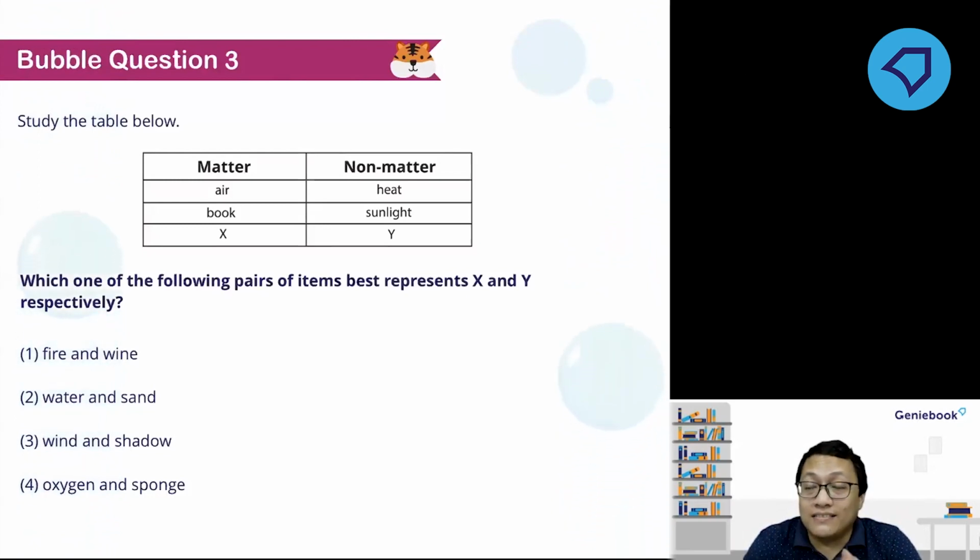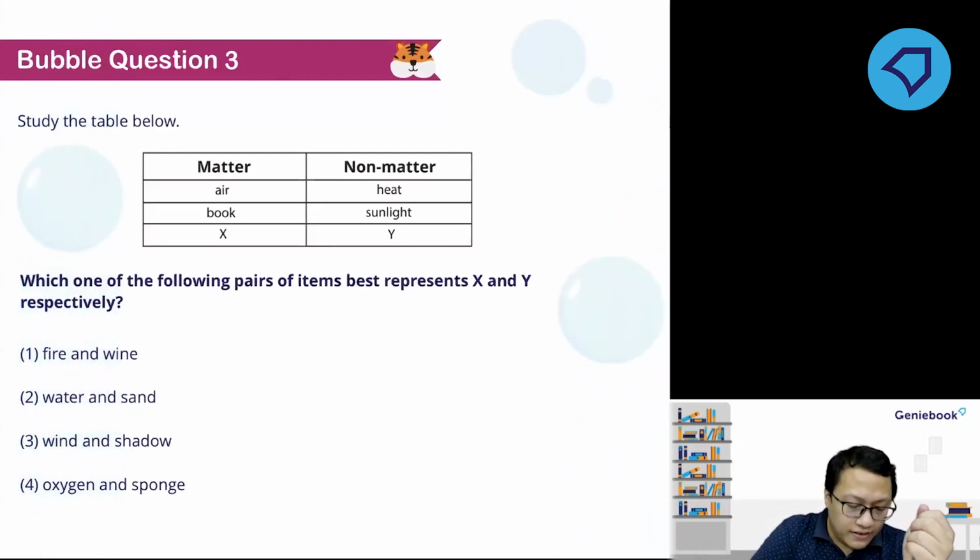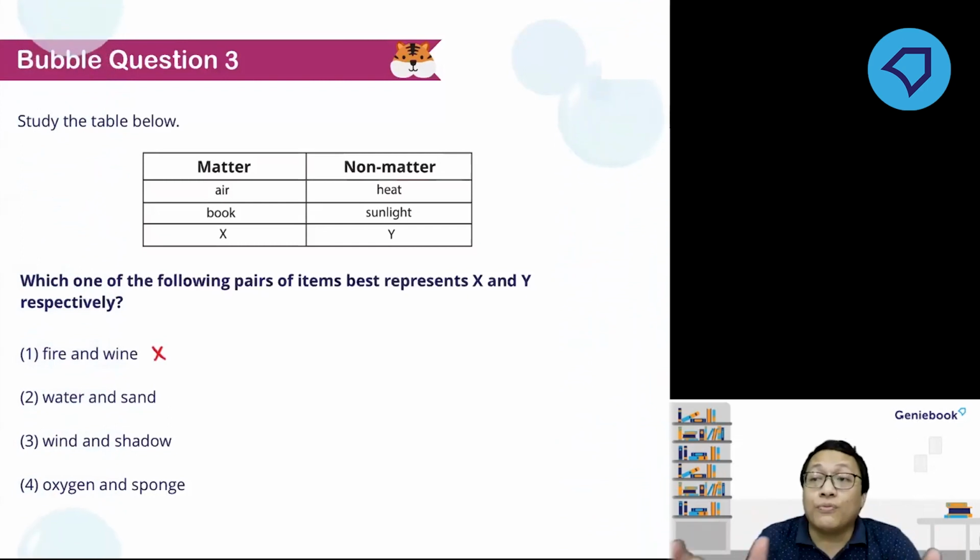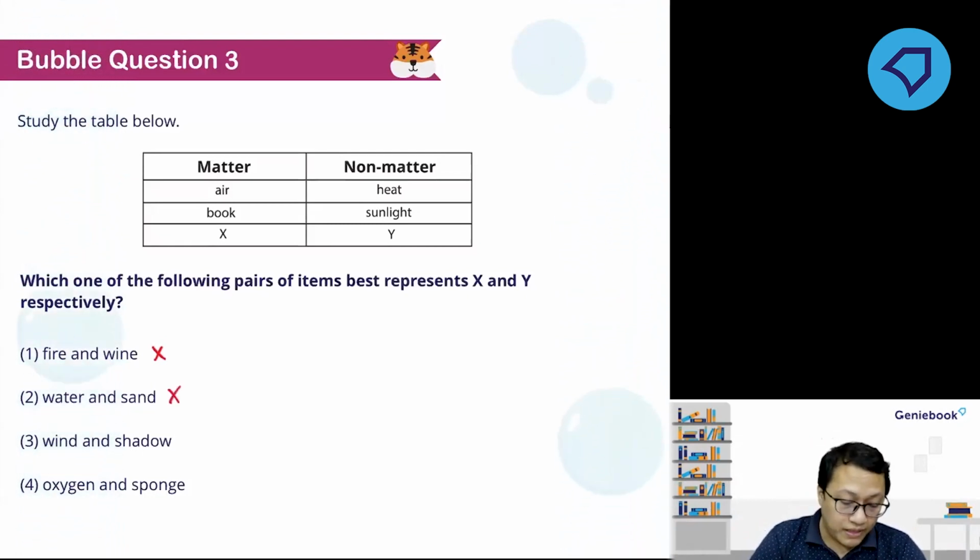How about wine? Should wine be Y? No, right. Wine is matter, so it should not be placed under Y. That's why the first option is out. Second option, water and sand. Both of them are matter, right? So it cannot be. Then 3, wind.